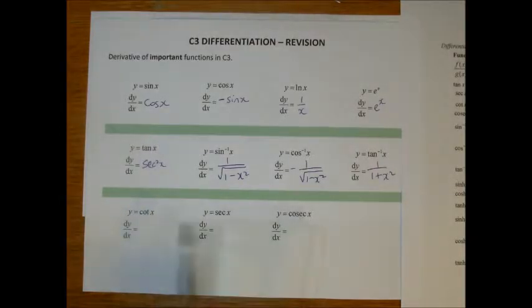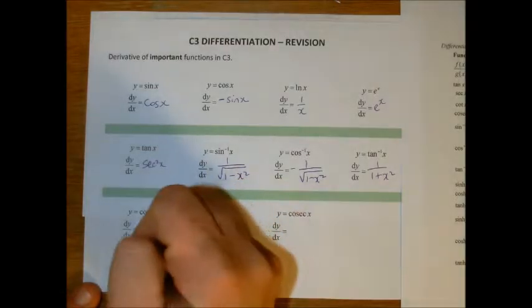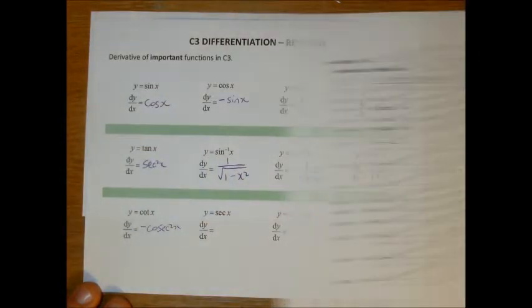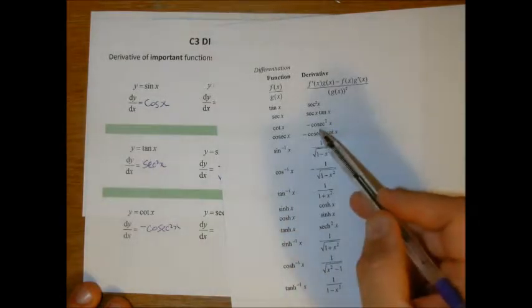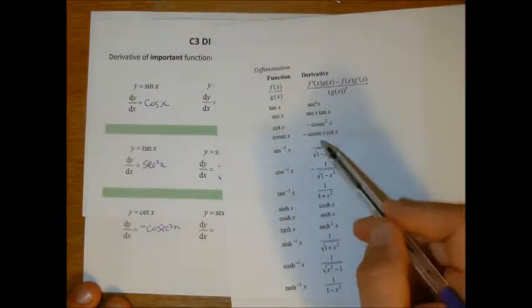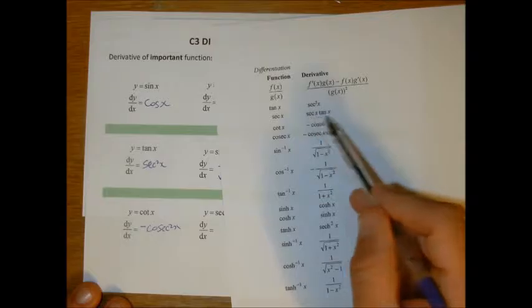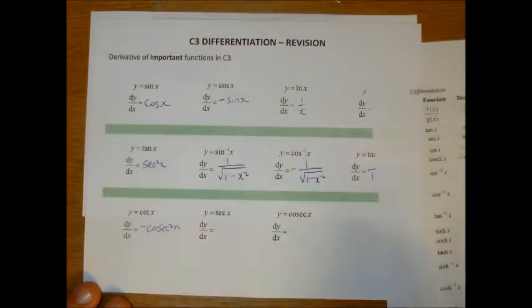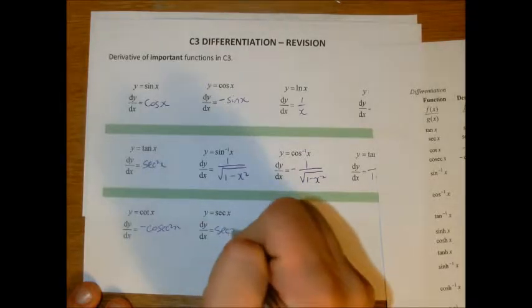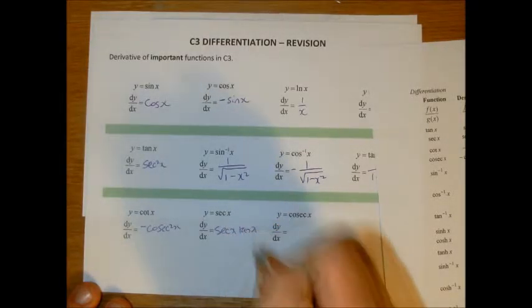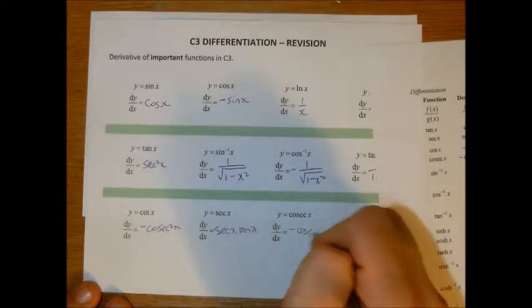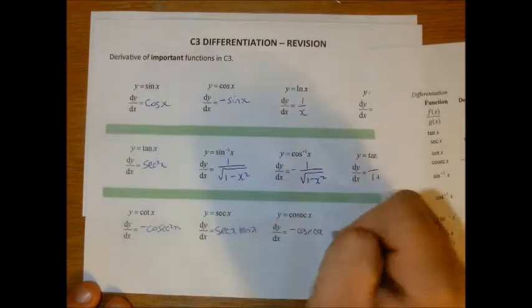With these ones then, y equals cot x comes up occasionally. The derivative of this is given in the formula booklet, there it is there. So it's minus cosec squared x. The remaining two are sec x, whose derivative is sec x tan x, and then cosec x is that one there. So I'll write that down. And minus cosec x cot x.